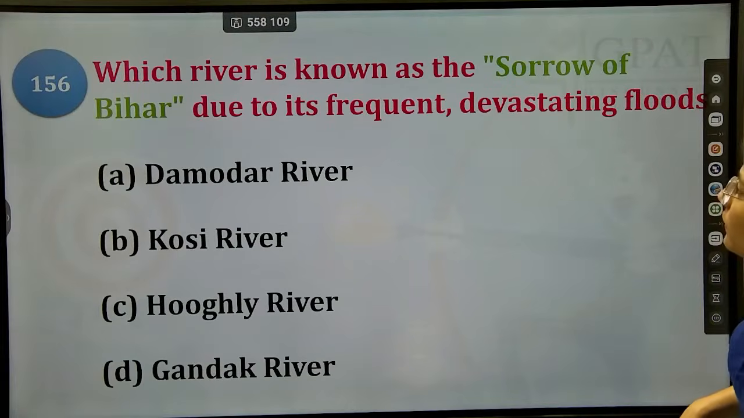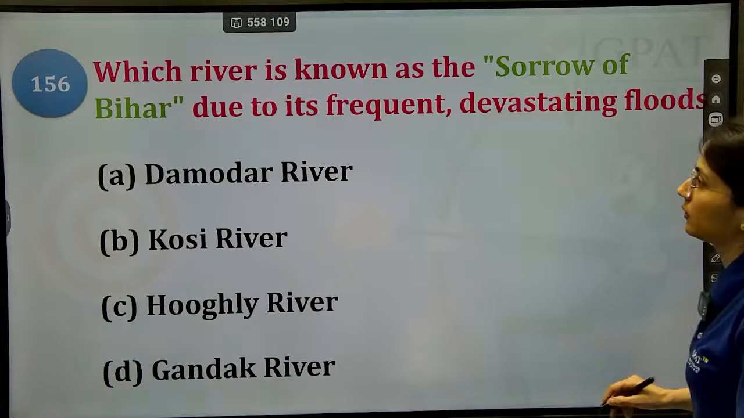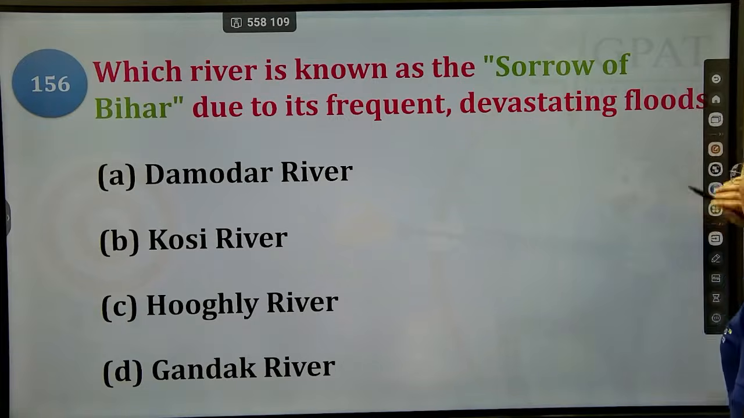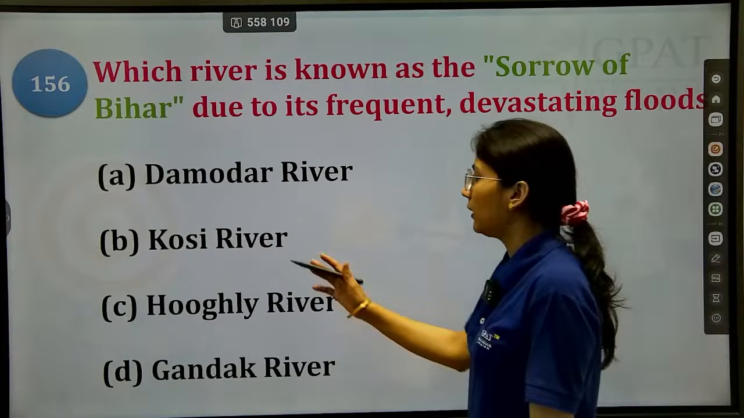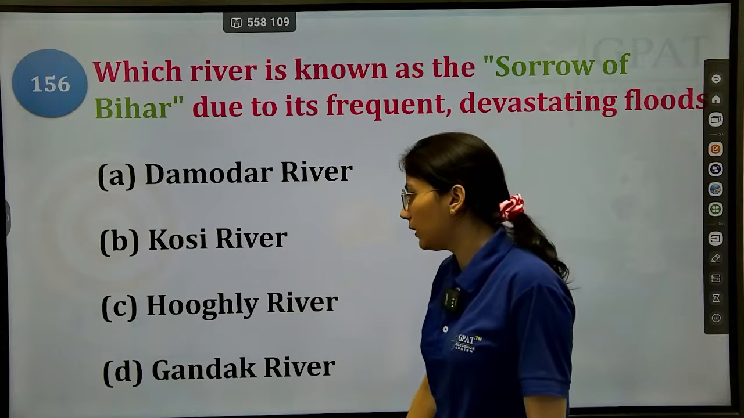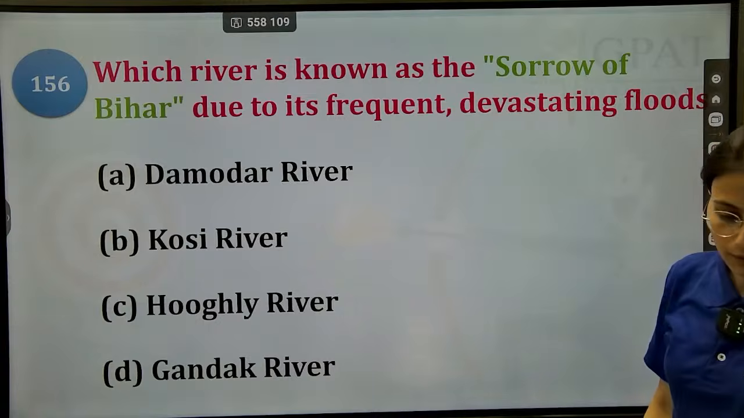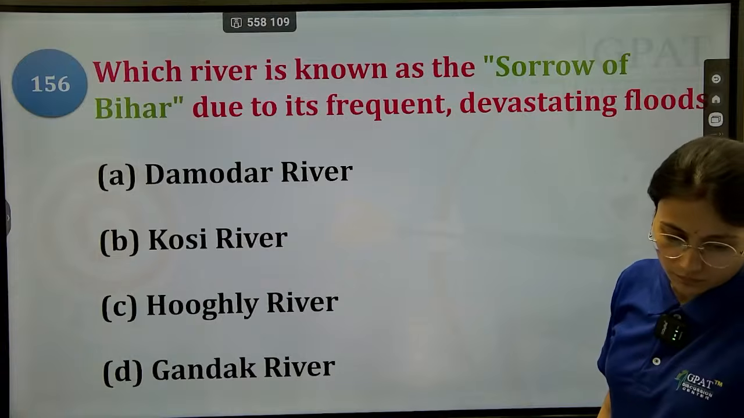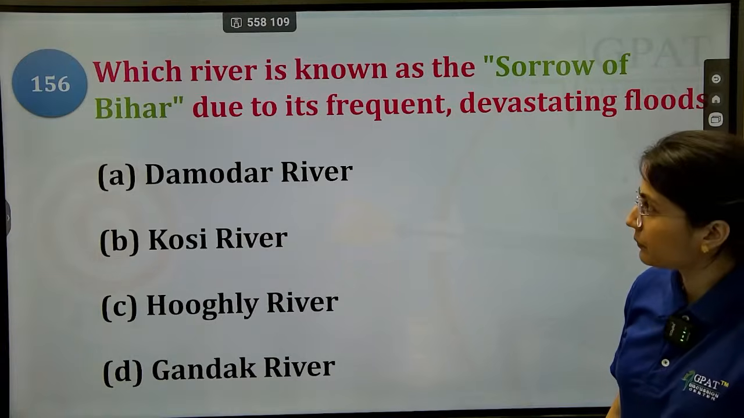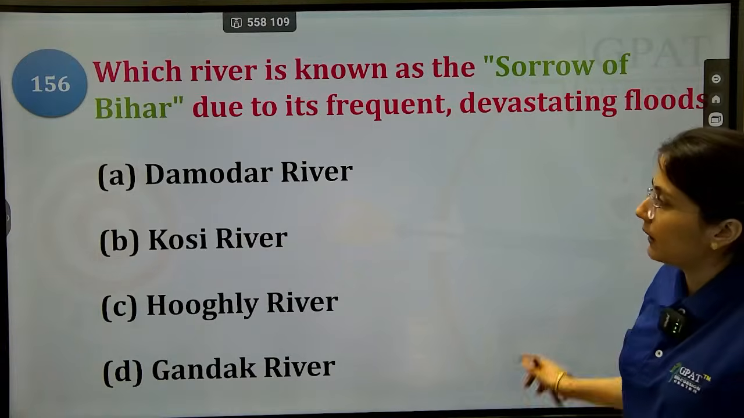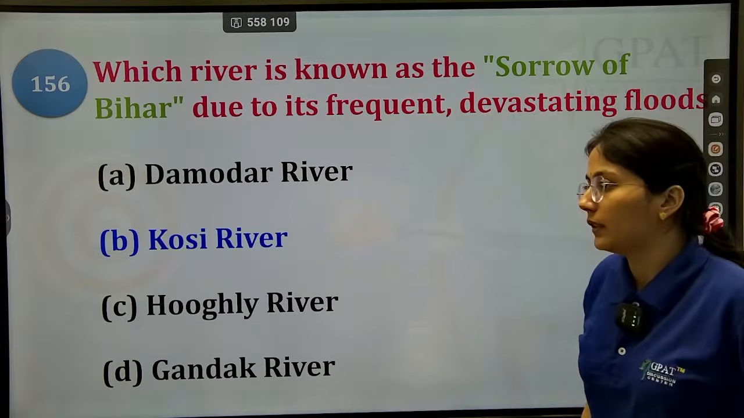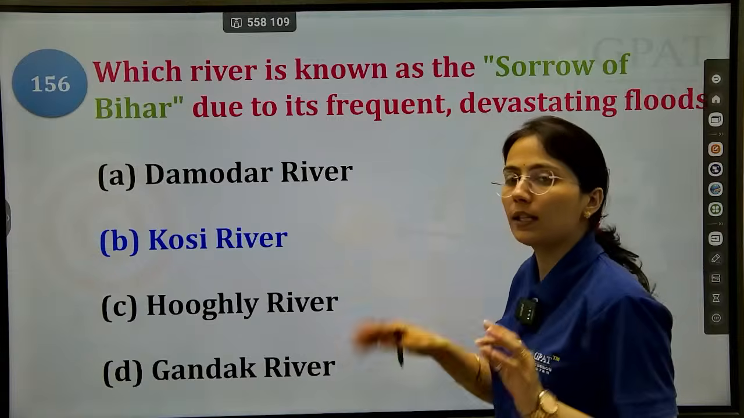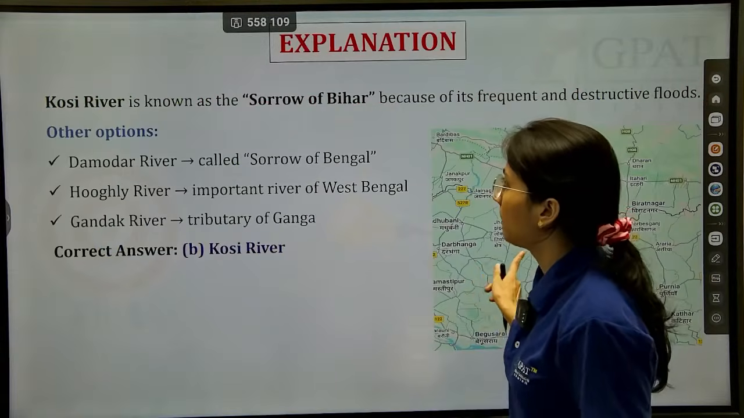Now, which river is known as Sorrow of Bihar due to its frequent devastating floods? Damodar River, Kosi River, Hooghly River or Gandak River? That is Kosi River. Kosi River is known as the Sorrow of Bihar due to its frequent devastating floods.